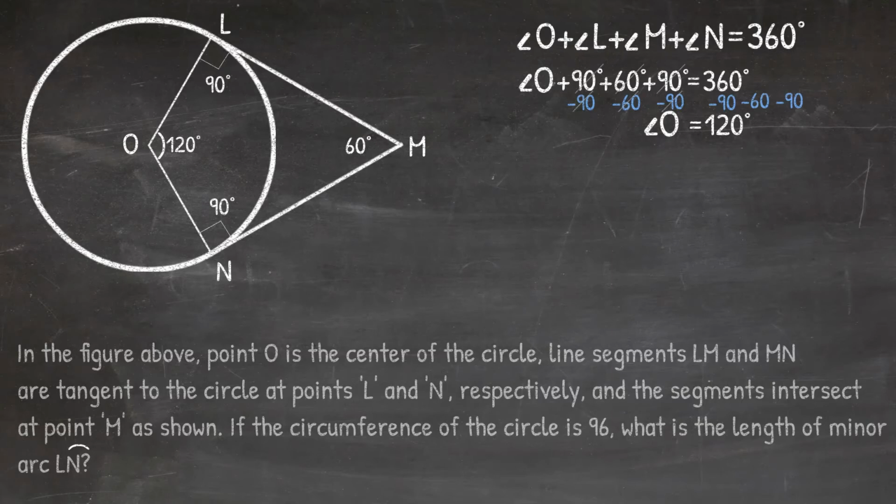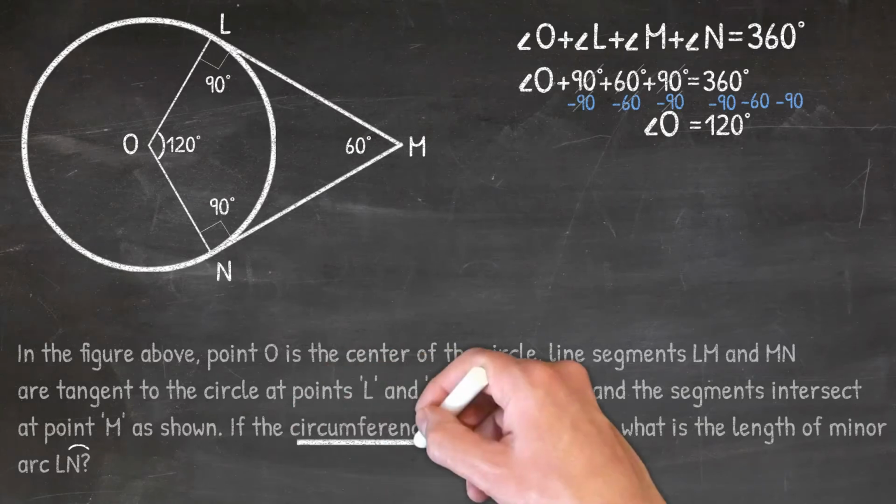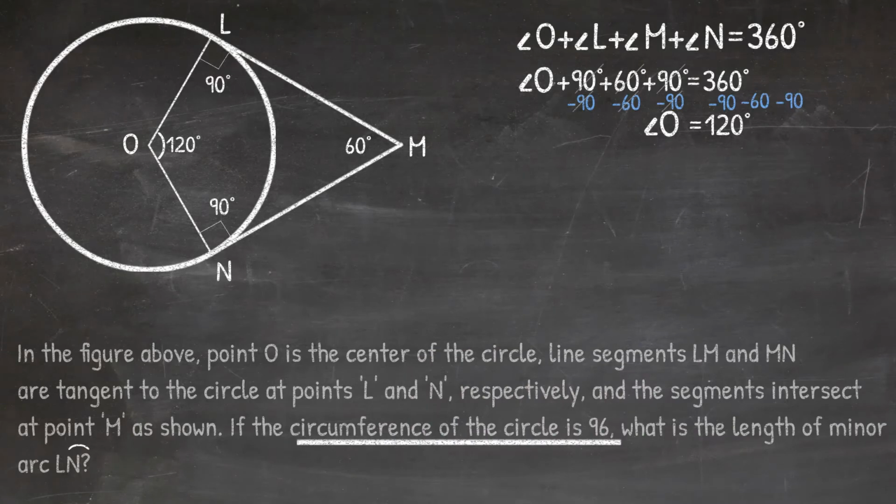Knowing that the angle O equals 120 degrees, let's refer back to the problem and see what else we're provided. What we're told is that the circumference of the circle equals 96. And circumference is the length of the line that surrounds the circle. The question asks us to find the length of the part of the circumference that goes from letter L to the point N, so it's that arc that runs along the circumference.